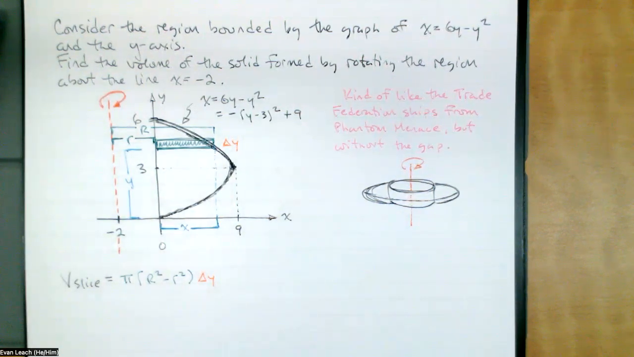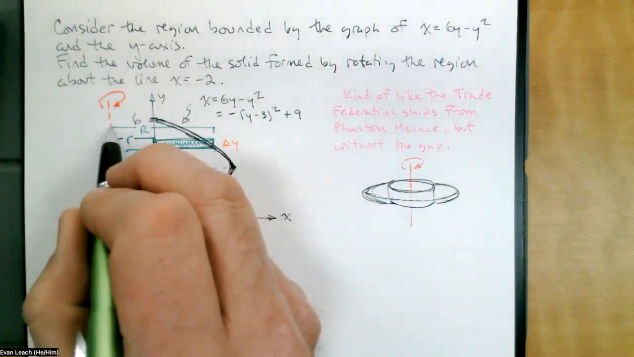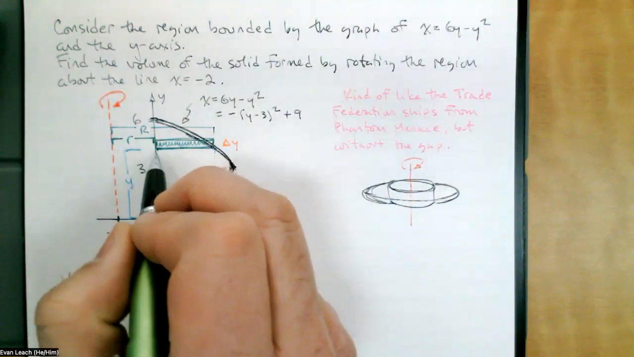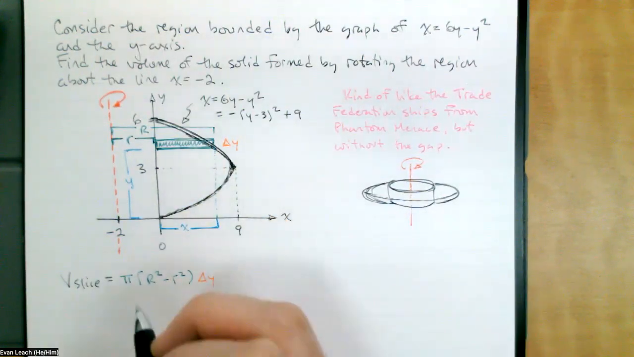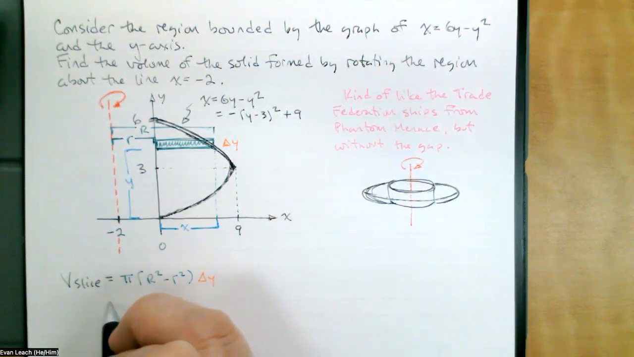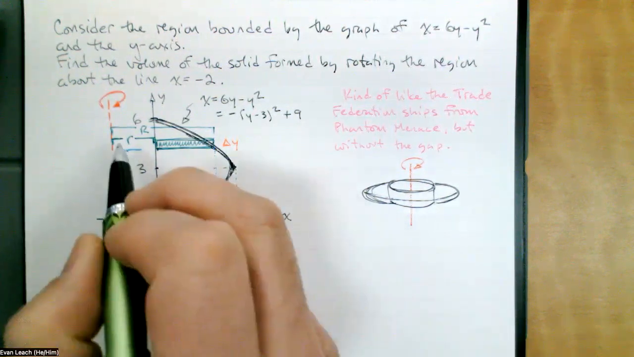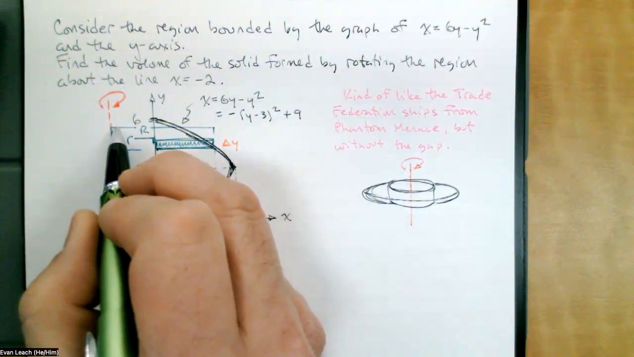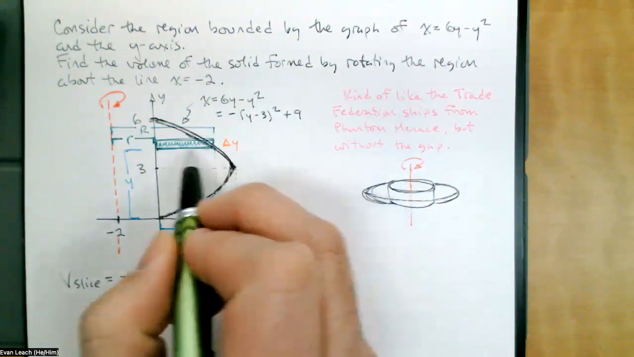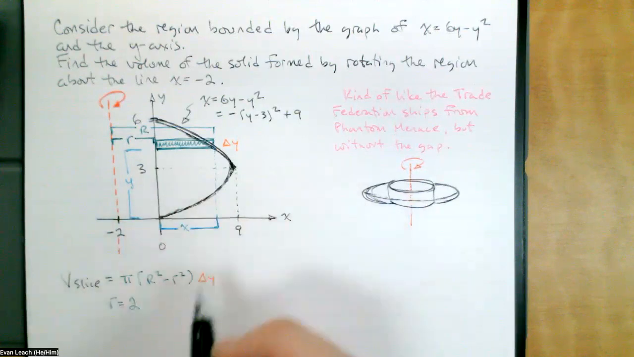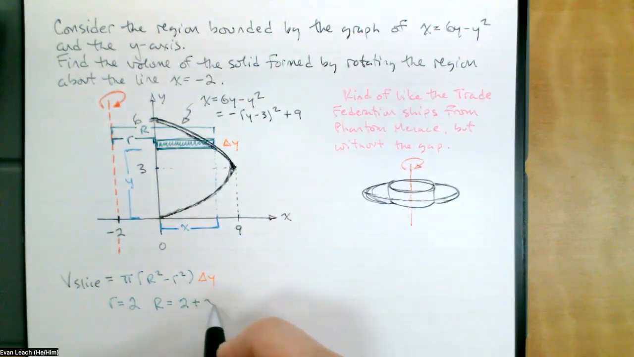So I need a big R and a little r. Little r goes from the axis of rotation to the near end of the slice, which is always on the y-axis. So it looks like little r is always equal to 2. Big R goes from the axis of rotation across this gap and then all the way through the region. And so it goes 2 plus the x. So big R is 2 plus x.